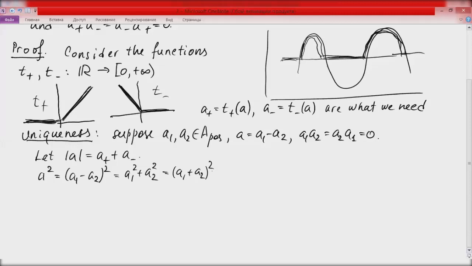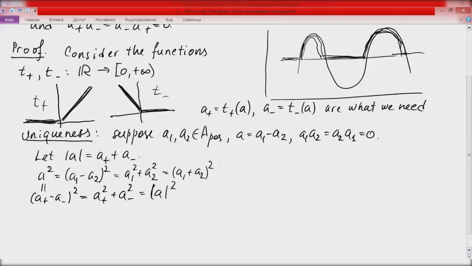On the other hand, we can do the same trick for A plus and A minus. So this is (A plus minus A minus) squared. This equals A plus squared plus A minus squared. And eventually this is the modulus of A squared. Here we use the fact that the product of A plus and A minus is 0.